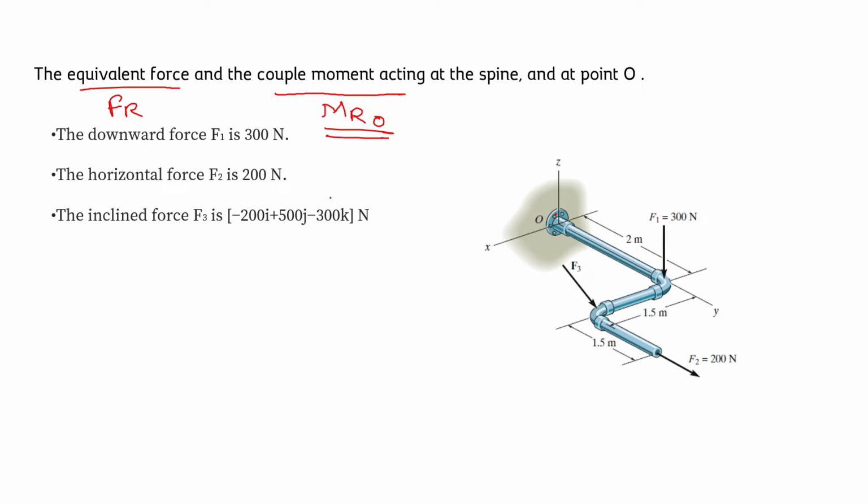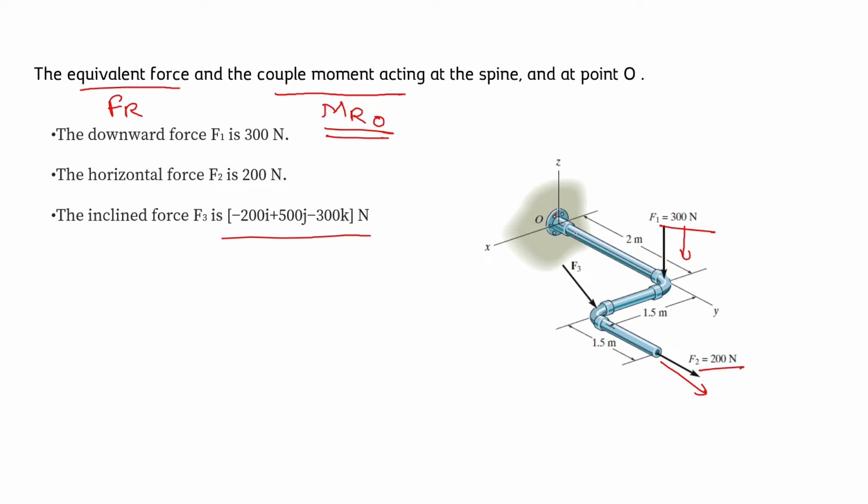First of all, as the given data we can see F1 is purely in the downward direction, the value is 300 Newton, and F2 force is in the horizontal direction, the value is 200 Newton. And F3 is given in vector form as minus 200 i cap plus 500 j cap minus 300 k cap.